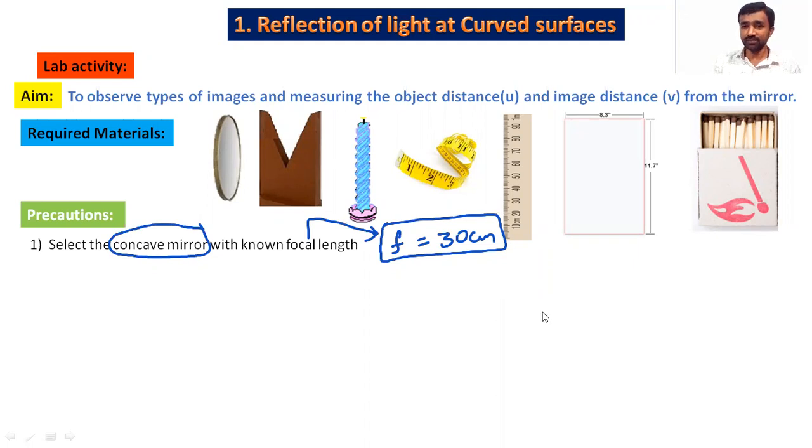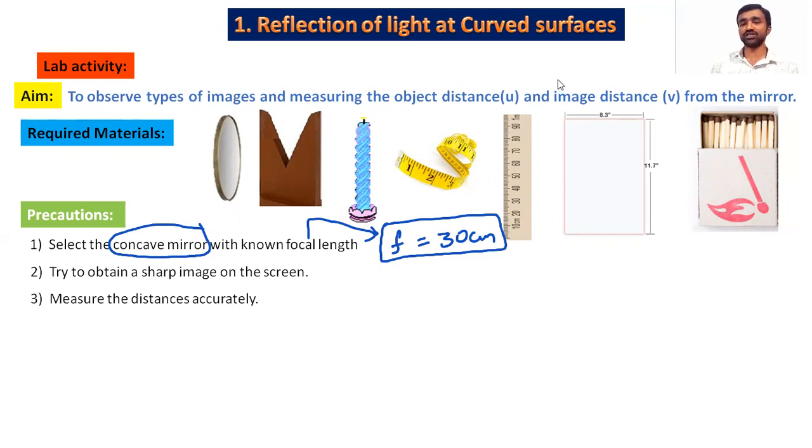Then we have to obtain the sharp image on the screen, right? For example, while you are taking a photograph with your camera, it sometimes may give you a blur, so we can adjust the distance between the object and the mobile, and it becomes clear. So that distance we have to maintain between the mirror and the screen to obtain the sharp image. Okay, the next precaution is measuring the distances. Measure the distance as accurately as possible, right? Try to find them exactly.